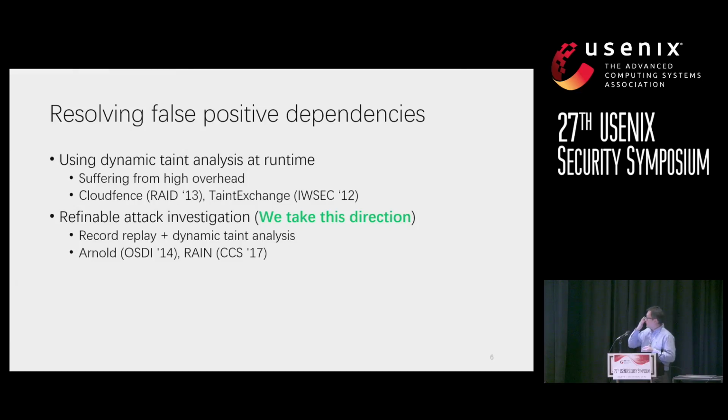The second category is called refinable attack investigation, which uses record and replay techniques to decouple the expensive dynamic instrumentation of the taint analysis from the runtime of the program. We record the program with a very low overhead, and then at replay time, we do this expensive taint analysis. So it can achieve efficiency, fine-grained analysis, and also accuracy. Mainly there are works like R0 and RAIN.